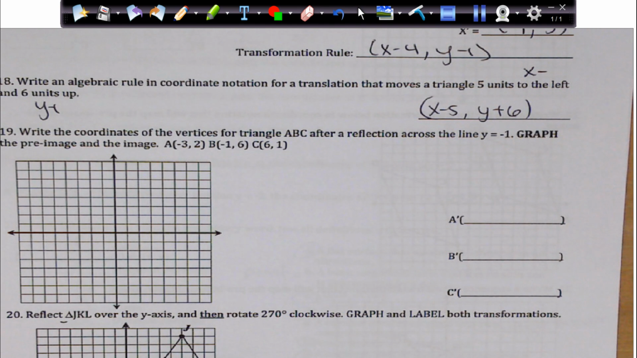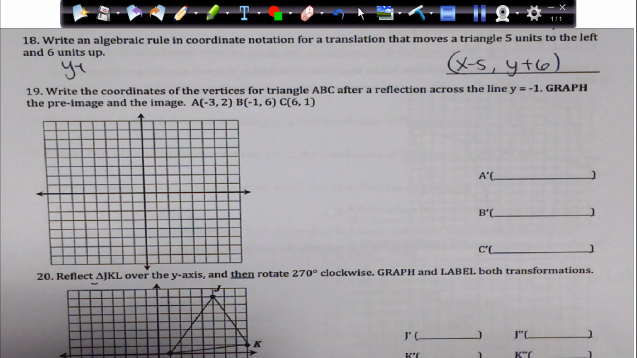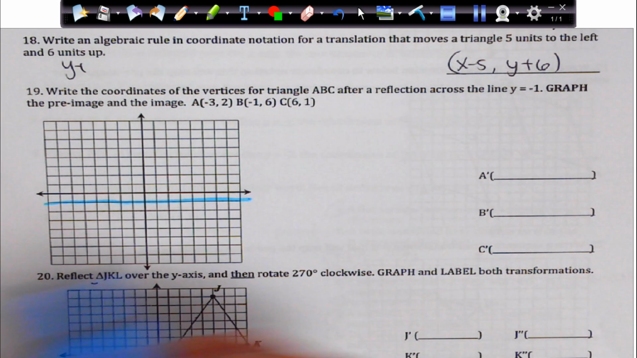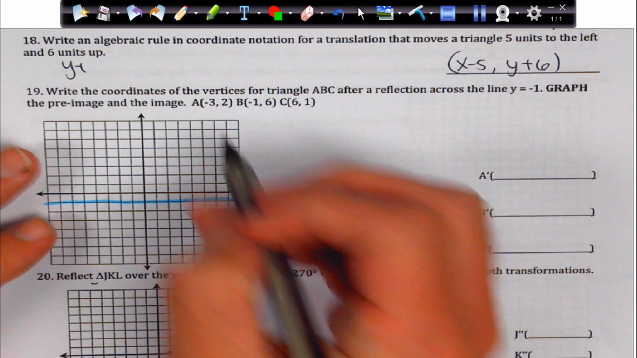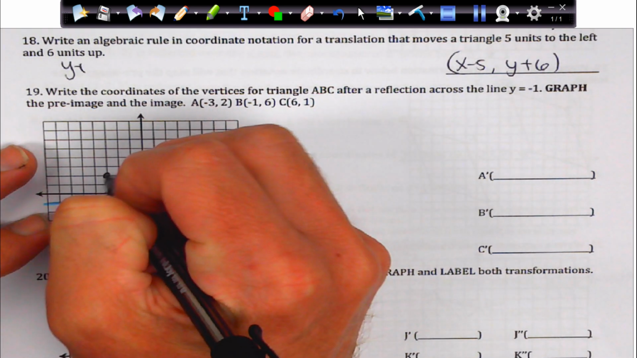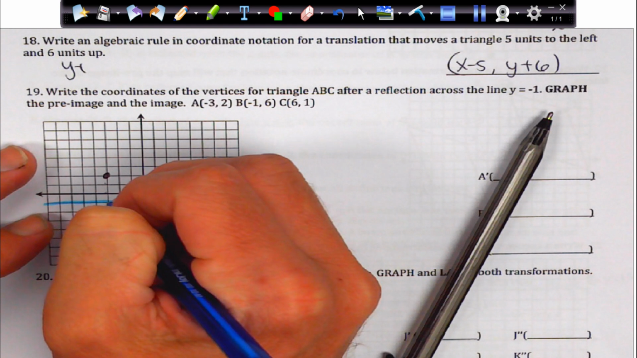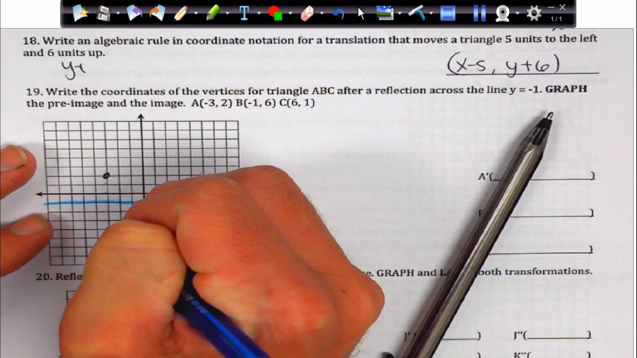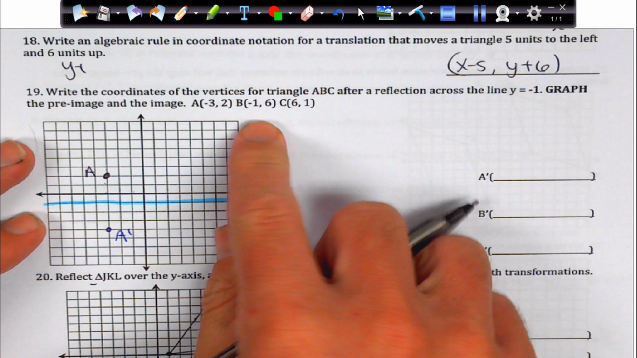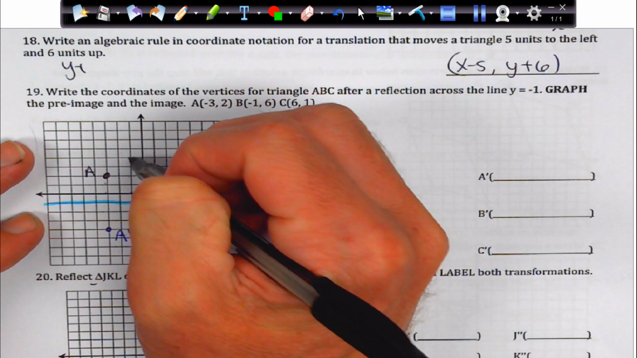Okay. Here we're going to transform across the y equals -1 line. So here we go. No rule for this. We just got to graph it. So let's go ahead. I'm going to get A is at -1, 2, 3, +1, 2. Okay, and that means we're 3 units away. 1, 2, 3. So I'm going to go 1, 2, 3. And there's my A prime. There's my A. -1, comma 6. 1, 2, 3, 4, 5, 6.